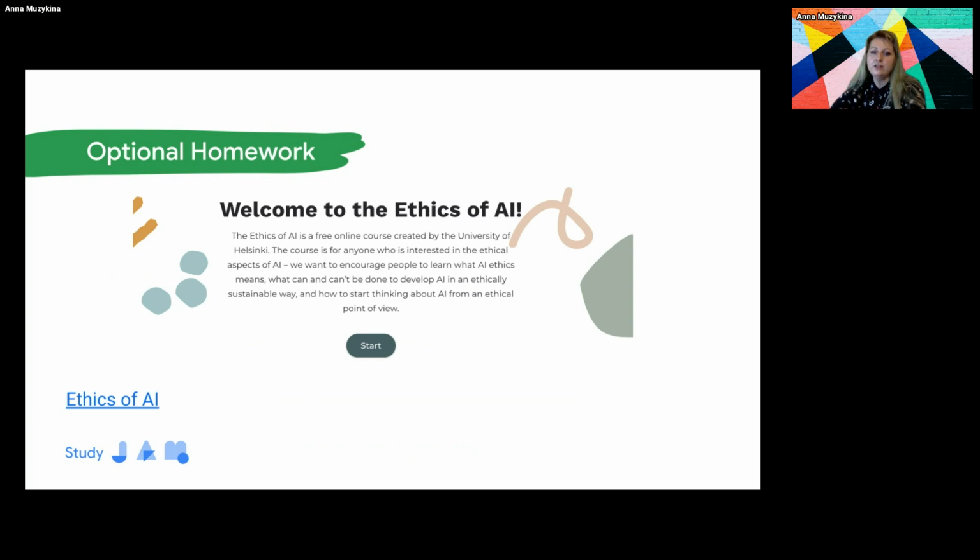AI ethics is not a static field. It's an ongoing conversation, and your voice matters. Together, we can shape the future of AI to ensure it benefits all of humanity.